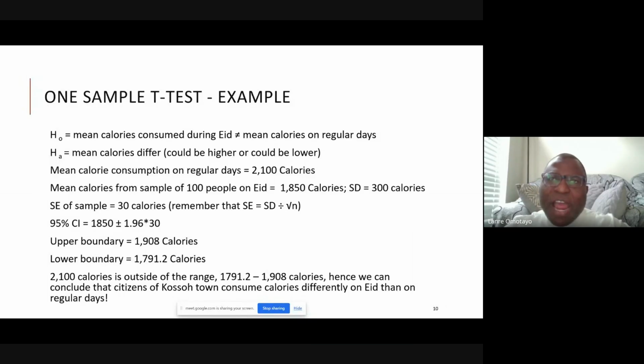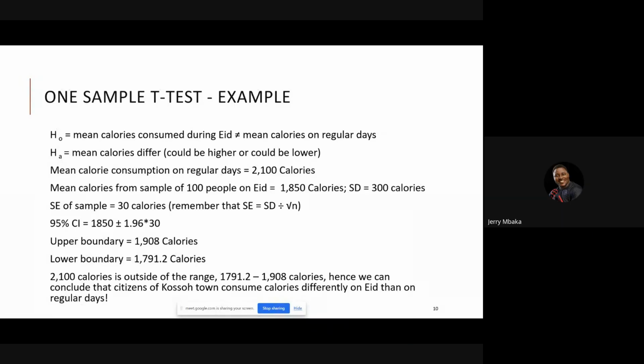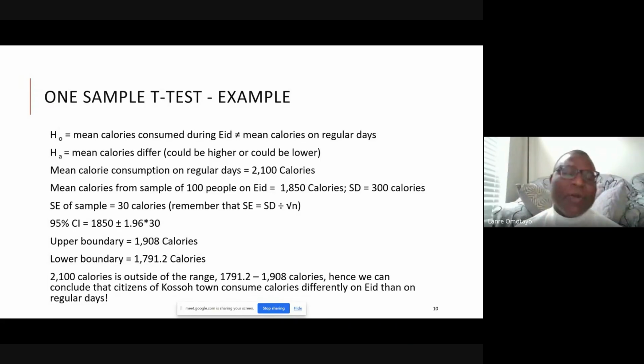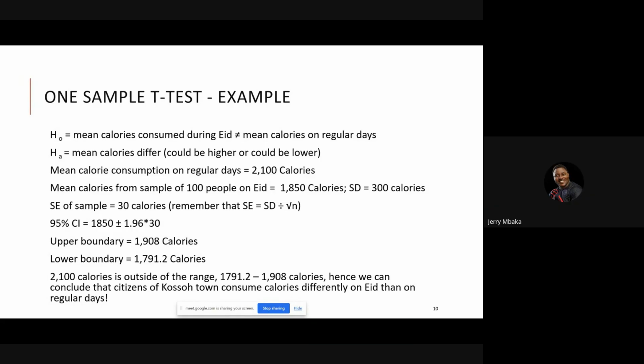So can somebody frame the null hypothesis for our current study? Mean calories consumed during each is not different. It's not different or is equal to mean calories consumed on regular days. But the sign here is no. Yes. That's my error.